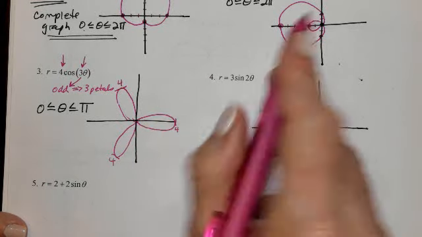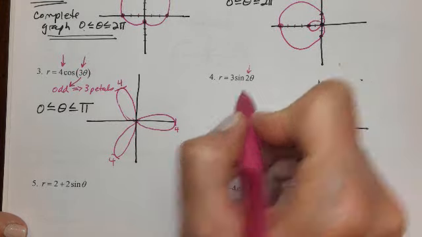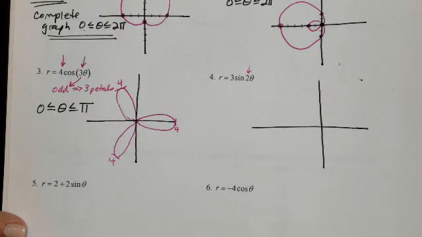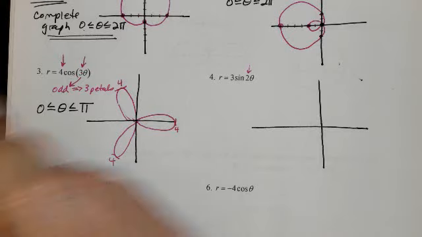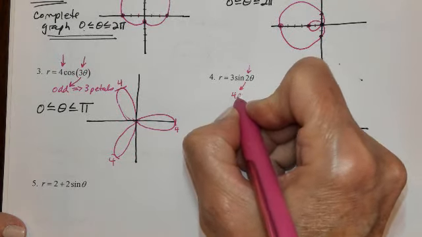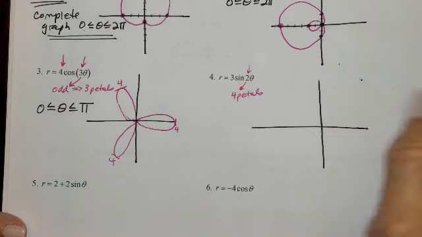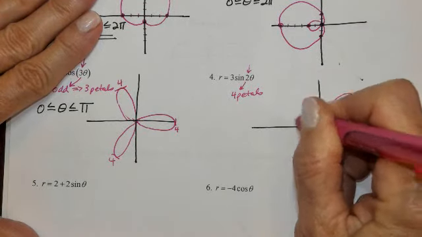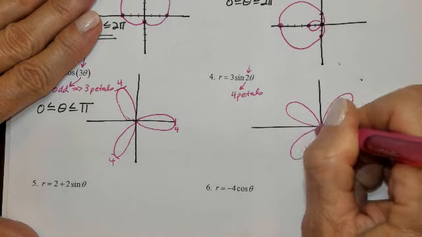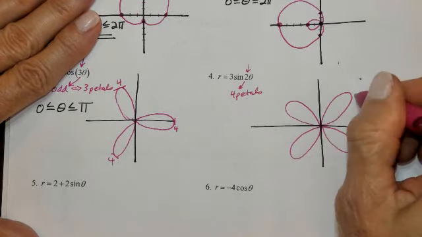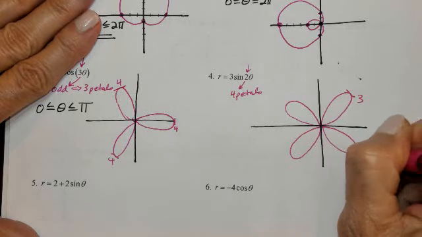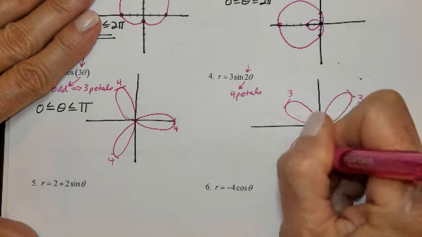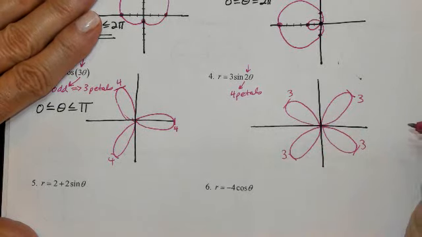Okay, but for sine and even petals, no petal sits on any axis. No petal sits on any axis. So here we're going to have 4 petals because that number is even. Each petal is of length 3. So this is going to look something like this. Kind of like a butterfly, where each petal is of length 3. Okay?